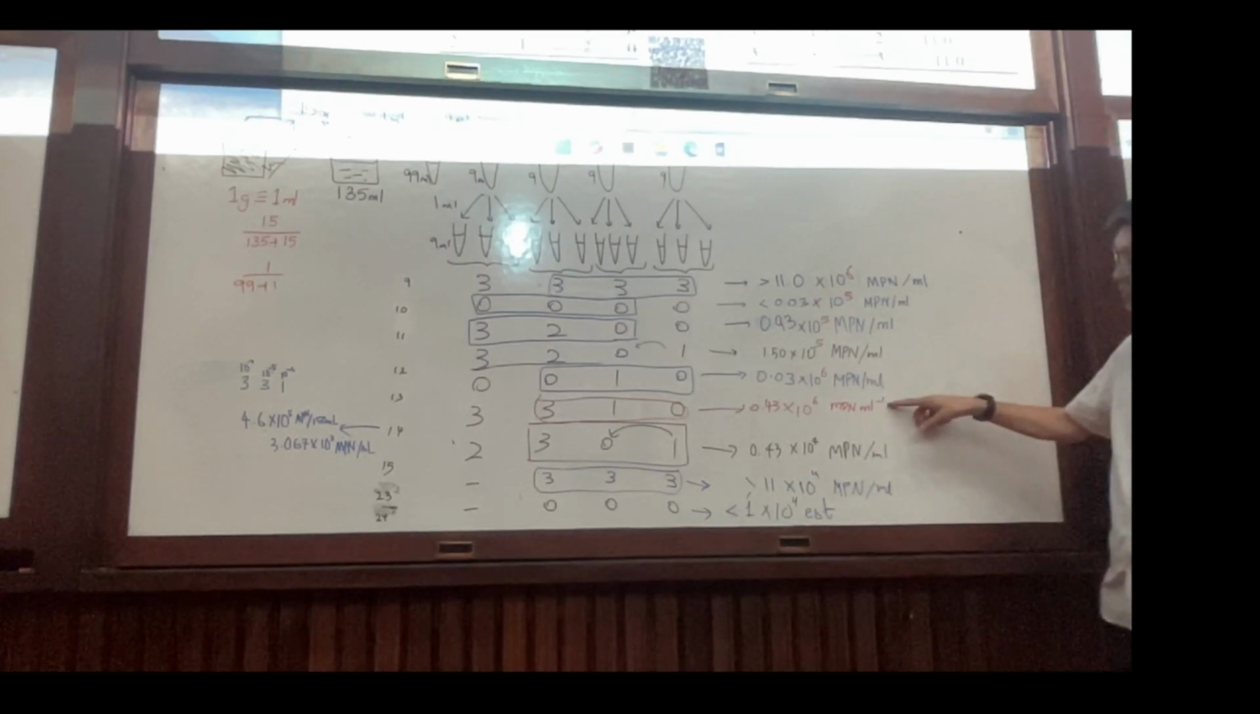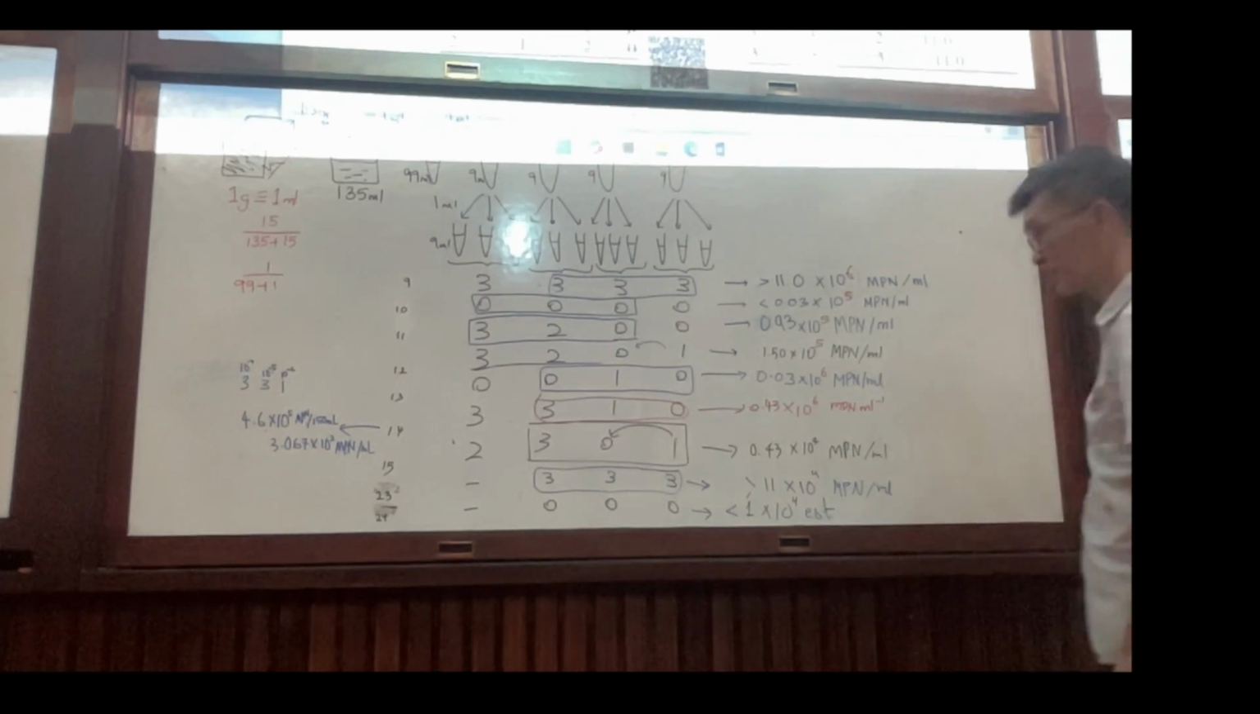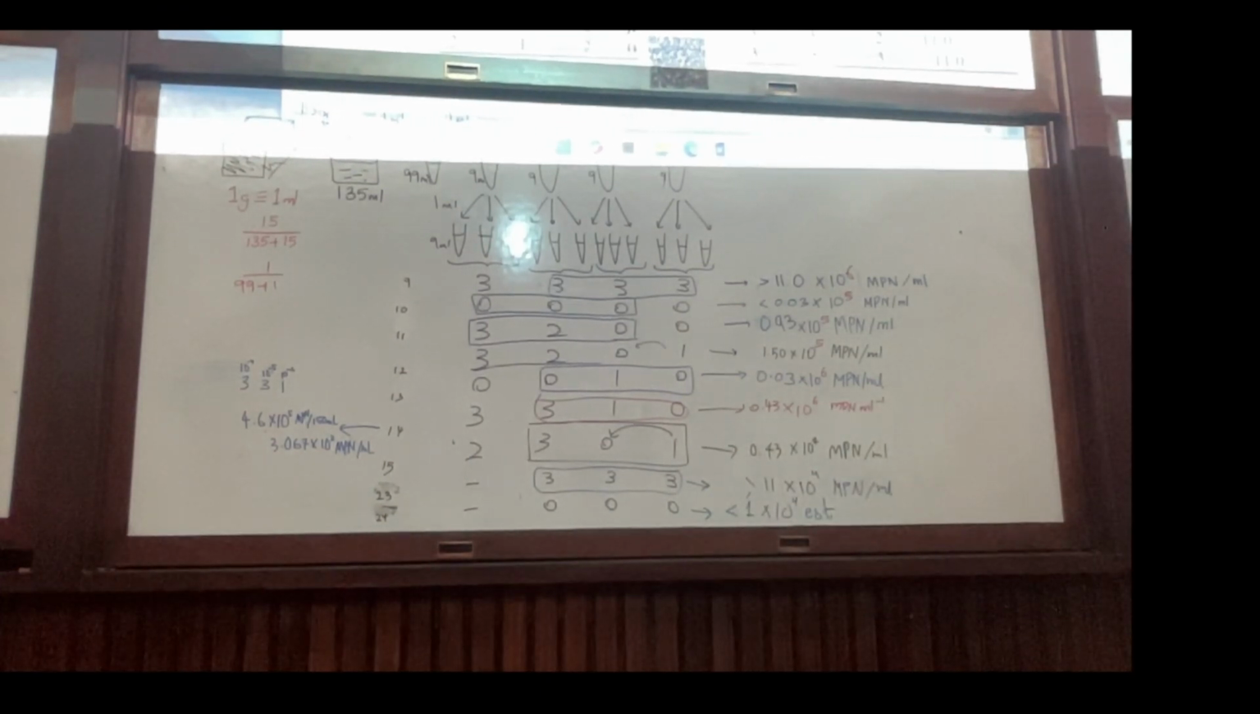So this is more of the international standards way of writing your unit. So this one is 301. 301 is 0.38.